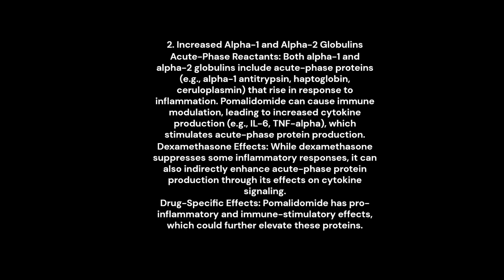Acute phase reactants. Both alpha-1 and alpha-2 globulins include acute phase proteins, e.g., alpha-1 antitrypsin, haptoglobin, ceruloplasmin, that rise in response to inflammation. Pomalidomide can cause immune modulation, leading to increased cytokine production, e.g., IL-6, TNF-alpha, which stimulates acute phase protein production. Dexamethasone effects.